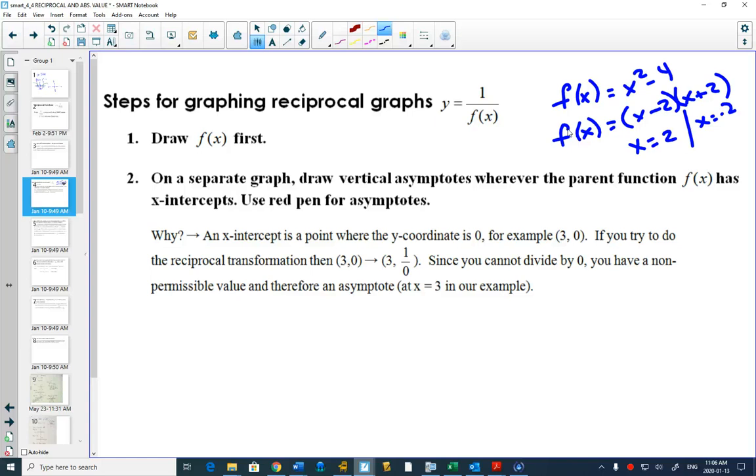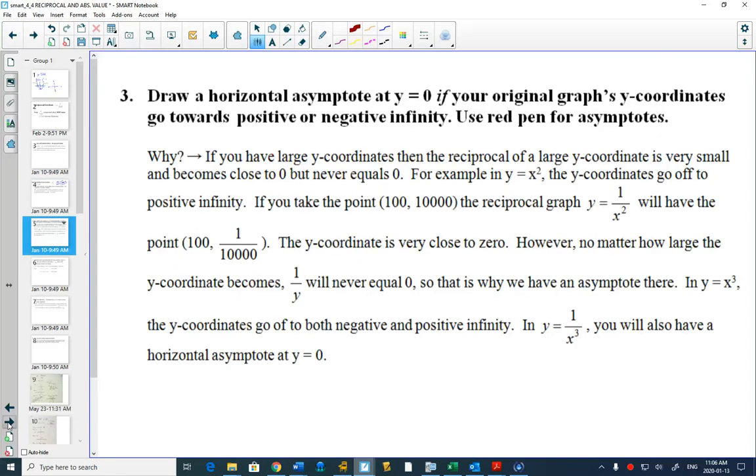And with a parabola, you already did this last year in grade 11. Wherever there was x-intercepts, you're going to draw an asymptote. Then, when you did this in grade 11, you always had an asymptote at y equals 0. But it doesn't always have to have a horizontal asymptote at y equals 0. In this case, it's only going to happen if your original graph, your f of x graph, goes up to infinity or down to negative infinity. Then you will have an asymptote at y equals 0 as well.